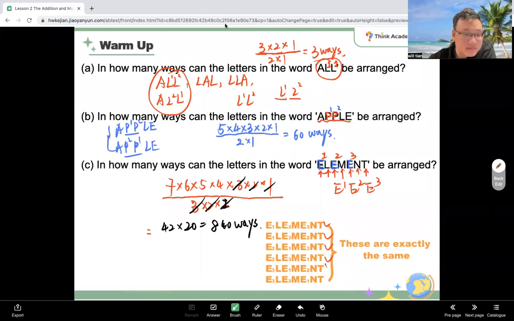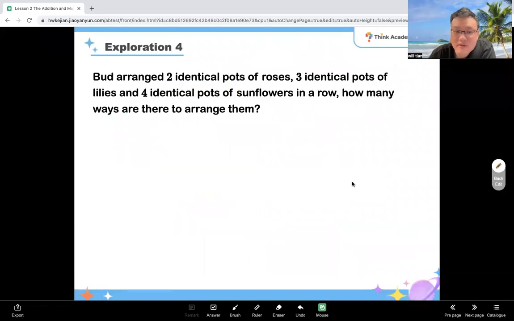Does that make sense? Yep. All right. Now, guys, let's take a look at this question. If you don't understand that, you can take a look at this question. I'm gonna talk about this again.